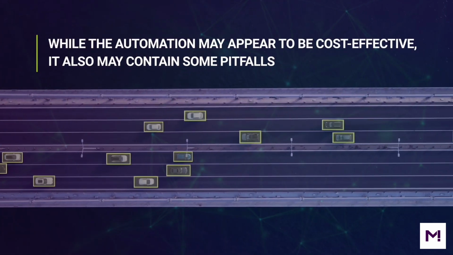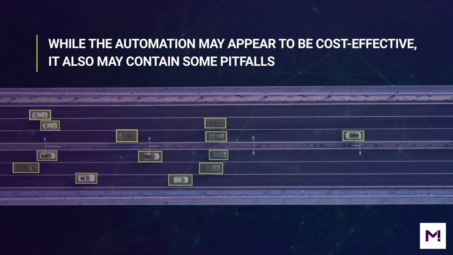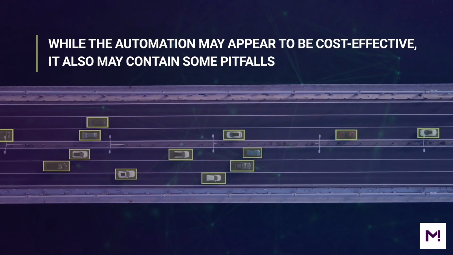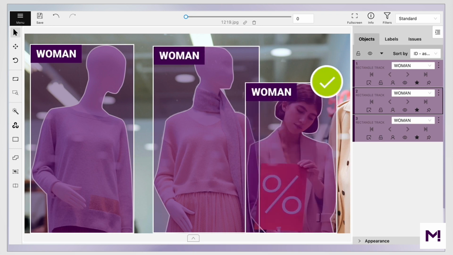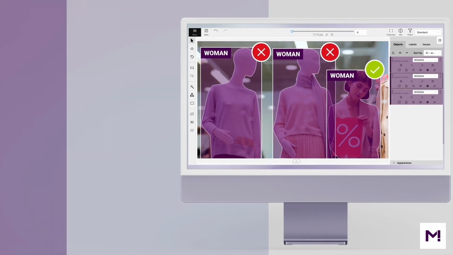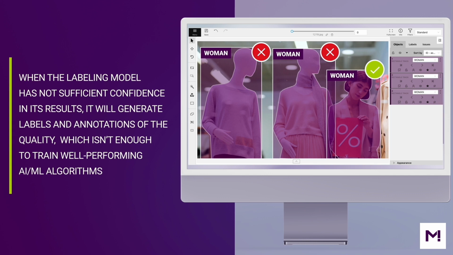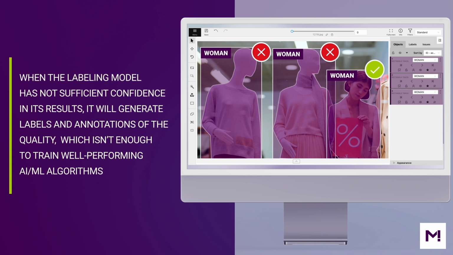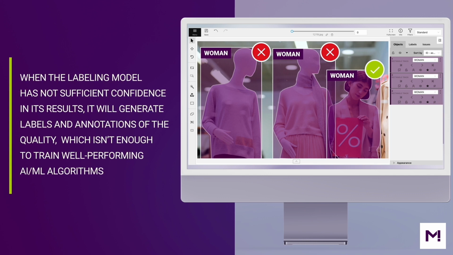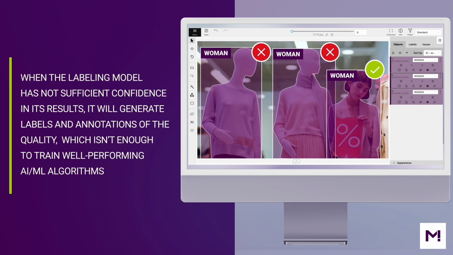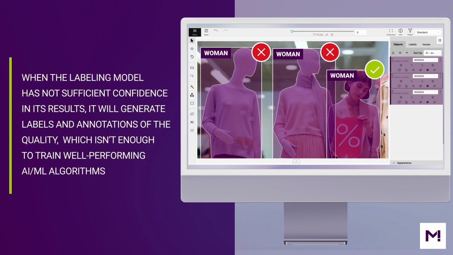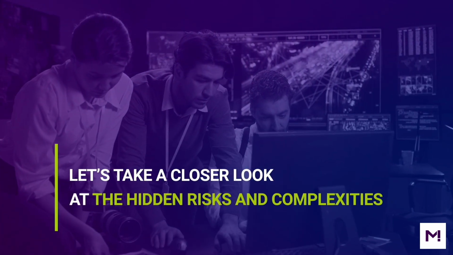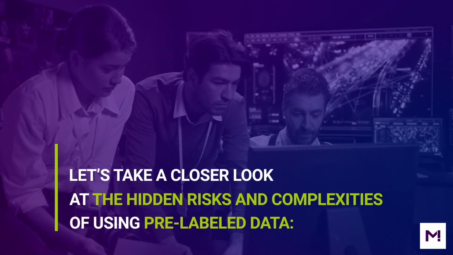While the automation may appear to be cost-effective, it also may contain some pitfalls. In quite many cases, after the pre-labeled data is generated, there are doubts and concerns about its accuracy. When the labeling model has not sufficient confidence in its results, it will generate labels and annotations of a quality which isn't enough to train well-performing AI/ML algorithms. Let's take a closer look at the hidden risks and complexities of using pre-labeled data.